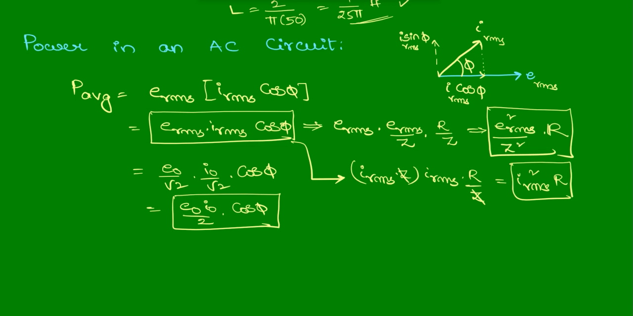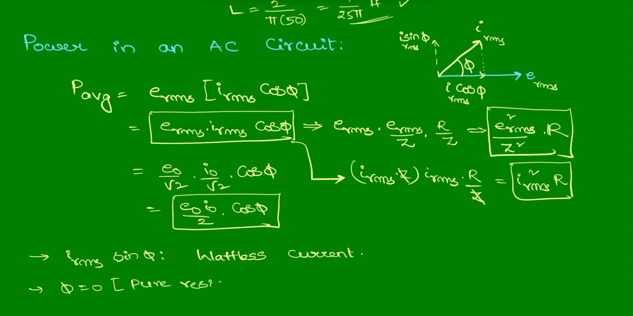And here this I RMS sin phi is not contributing to power. So that's why it is called as wattless current. And if phi is equal to 0, we'll call that a pure resistive circuit. For pure resistive circuit, cos phi will be 1. So power factor is 1. As power factor is 1, power will be equal to E RMS into I RMS.